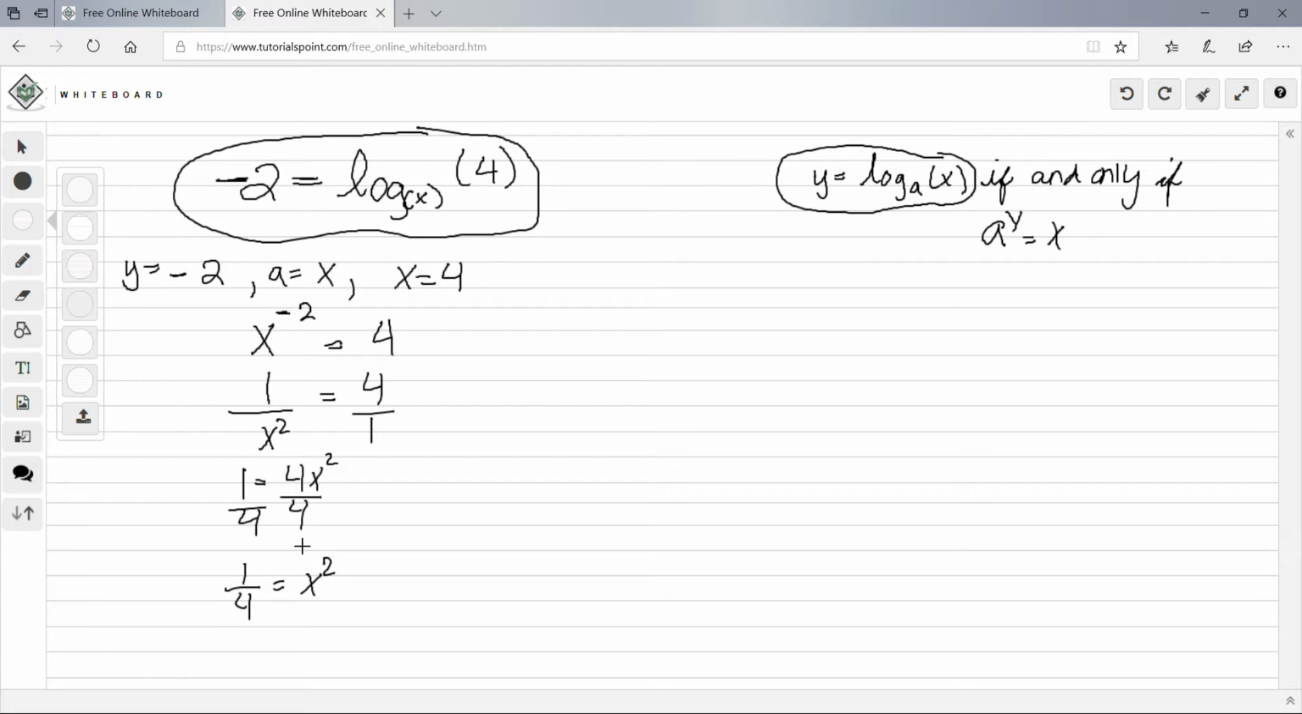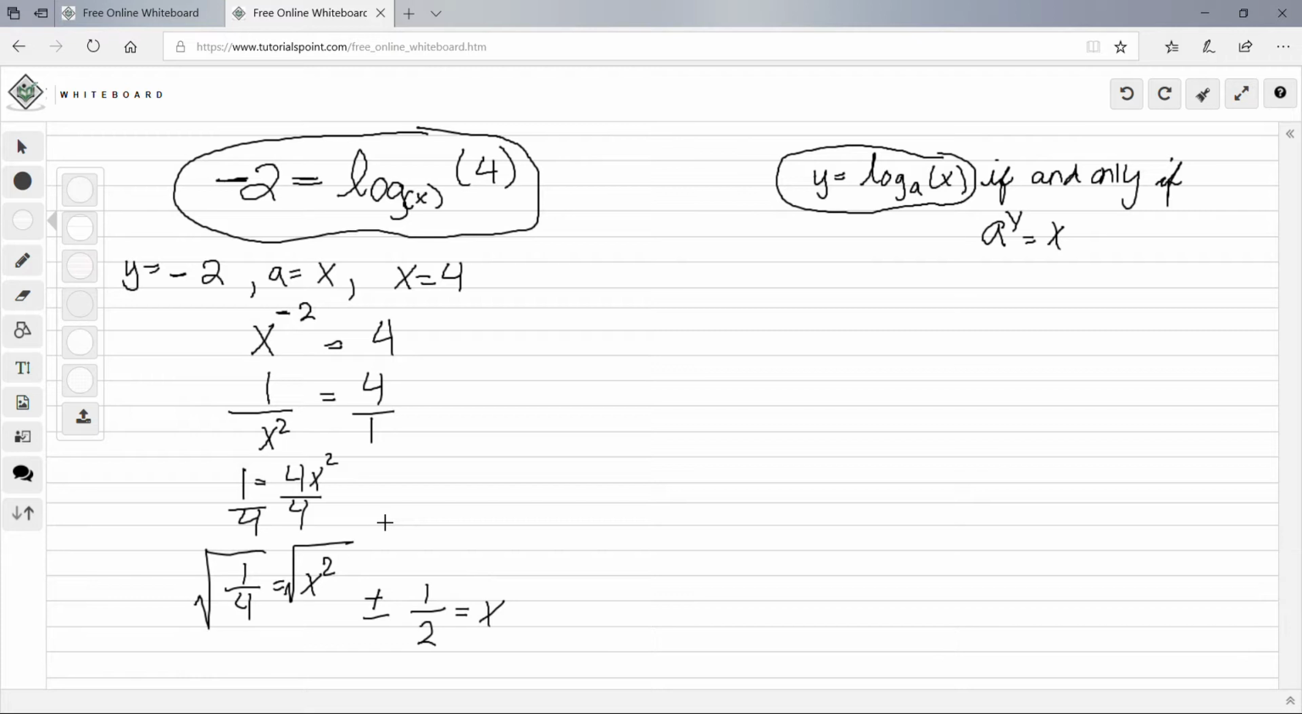Now to solve for x, I'm going to take the square root of both sides. What happens when you take the square root? You get two answers, plus or minus, and the square root of 1/4 is 1 over 2. So you have two answers: plus or minus 1/2. But we have to check both of them to see if they work.